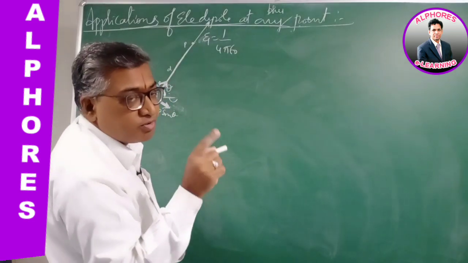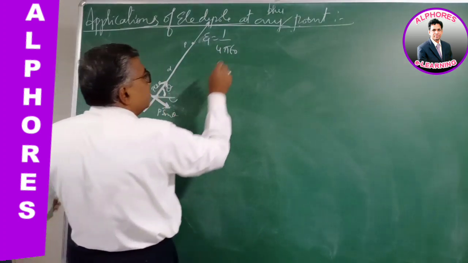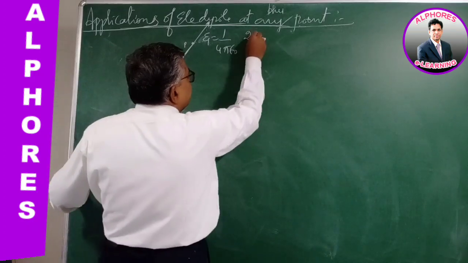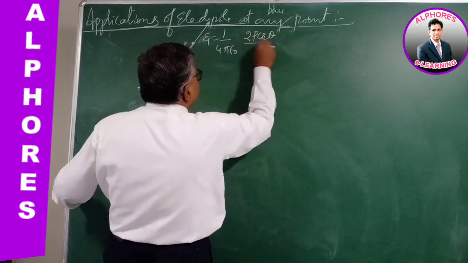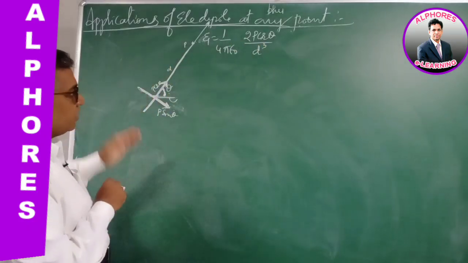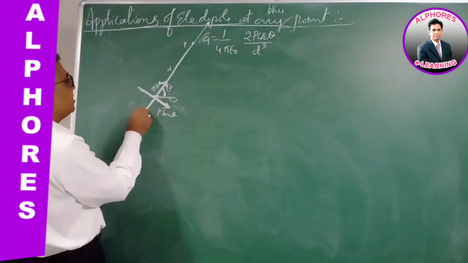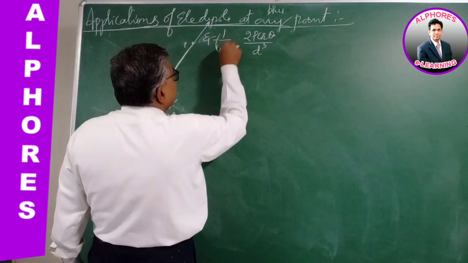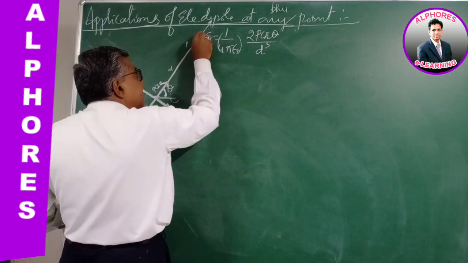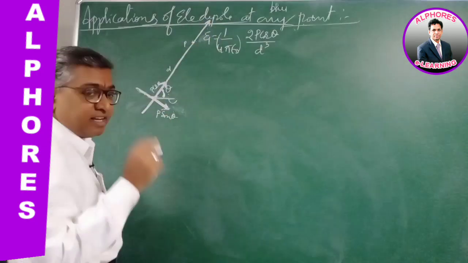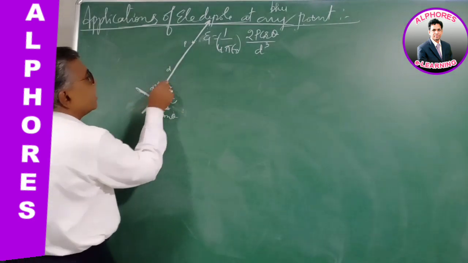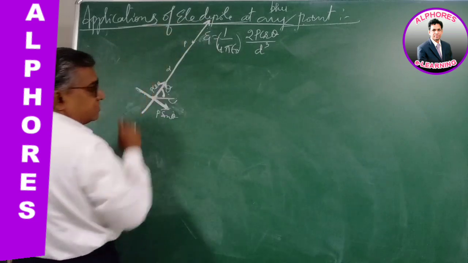On the axial line, we know the formula is 2p by d cube. The dipole moment of this dipole is p cos theta, so 2p cos theta. The distance of the point is d. So the electric field intensity at that point due to this dipole is 1 by 4 pi epsilon into 2p cos theta by d cube. The direction on the axial line, we know the electric field intensity is parallel to the dipole moment. So if this is the dipole moment, then the electric field intensity is like this.